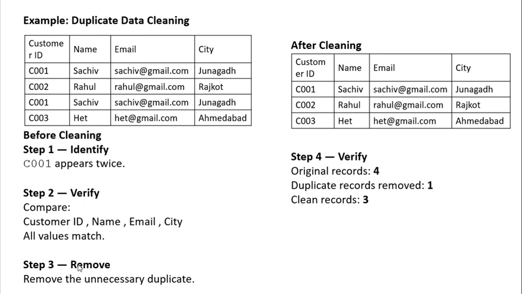Step 3 is to remove the unnecessary duplicate. After the cleaning, the third record has the same customer ID, so the third record is removed, and the validated data is printed. Step 4 is verify: the original record remains and the duplicate record is removed, so one record is removed. After cleaning, three records are shown in the cleaned table.